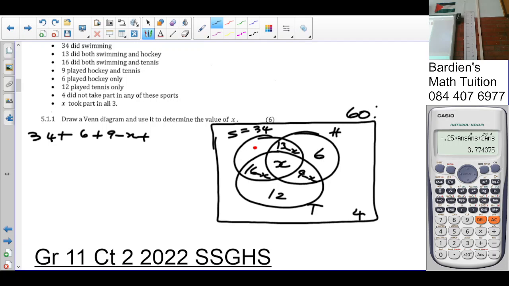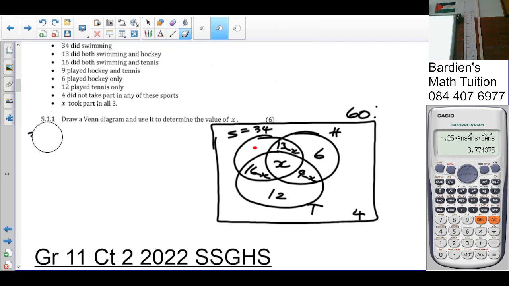Sorry about that. Let's just go again. So we said that all of this here adds up to 34. So it's 34 plus 6 plus 9 minus x plus 12 plus 4. They all add up to 60. Right.